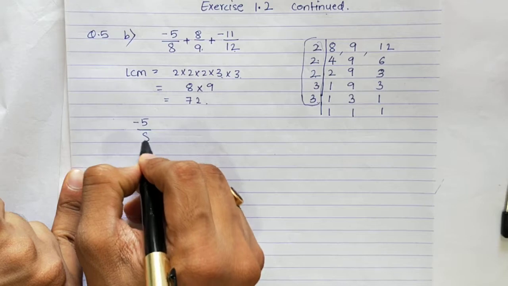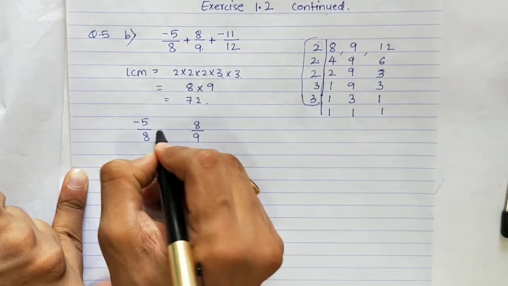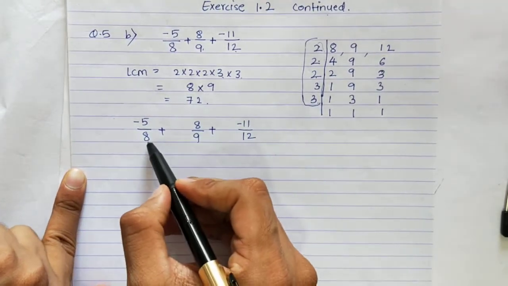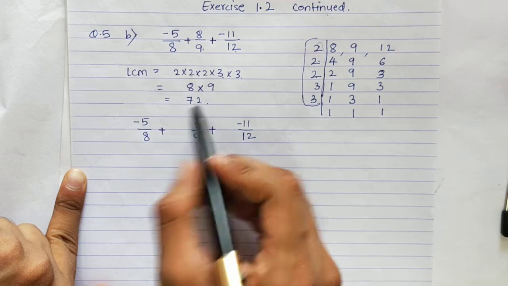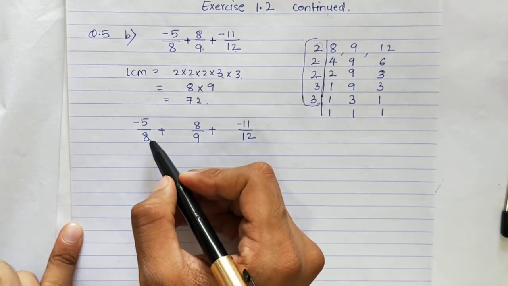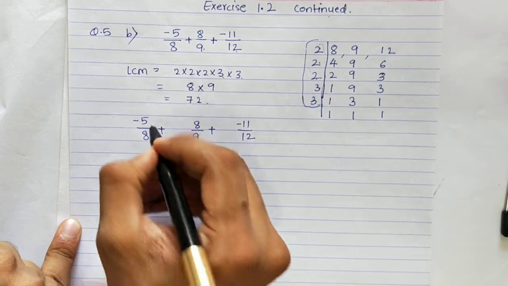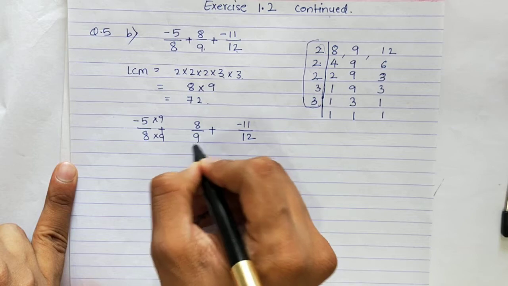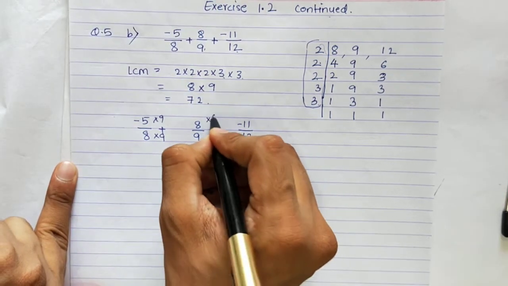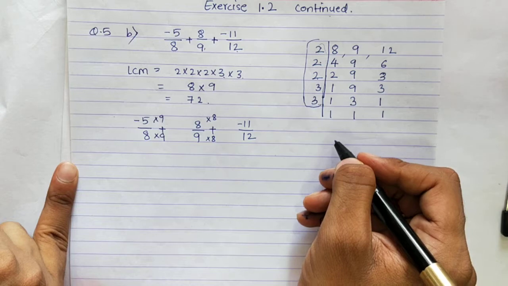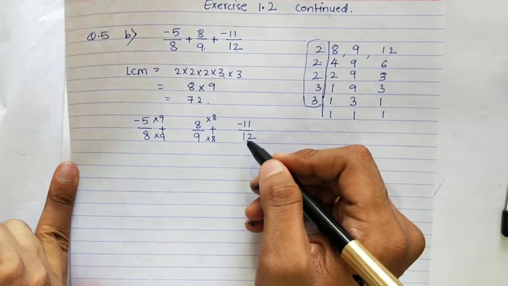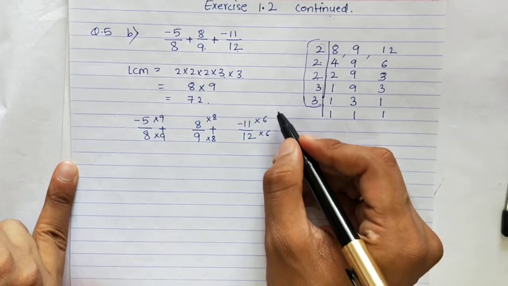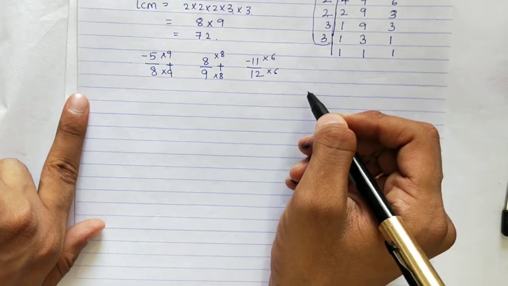To make this 8 into 72, we have to multiply this 8 with 9. 8 9s are 72. So we will multiply the numerator and denominator by 9. Here I already have 9, so I'll multiply this with 8 to make the denominator 72. And 12: to make 72, we have to multiply 12 with 6. So we'll multiply both numerator and denominator with 6.